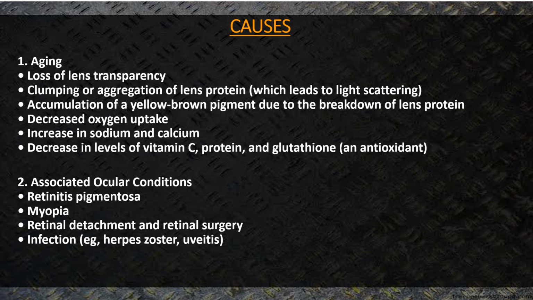Associated ocular conditions. In such eye conditions, we can see the cataract. That can be a complication of diseases like retinitis pigmentosa. That means there will be damage of the retina, the inner layer of the eye. So that is called retinitis pigmentosa. Myopia, it is nearsightedness. The people who have myopia are more prone to get cataract. Retinal detachment and retinal surgery. Patients who have had retinal detachment and who have gone through retinal surgery might have cataract. Then patients who are infected with herpes zoster or uveitis can have cataract.